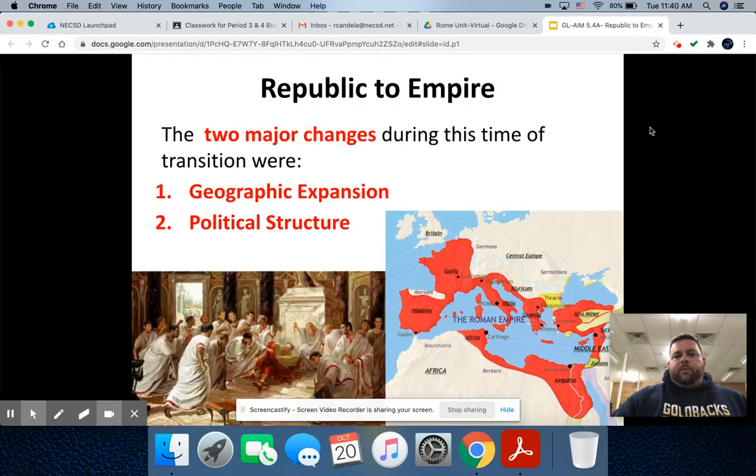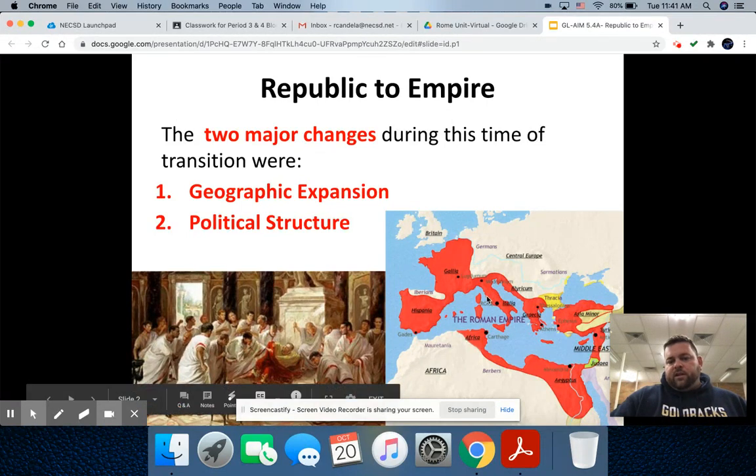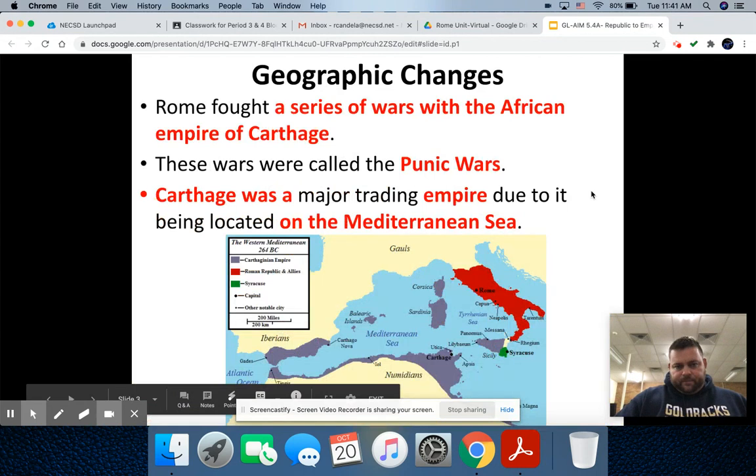So just to recap, when we talk about expansion, we're going to talk about two major changes: geographic expansion and political structure. As far as geography, when we last discussed the Roman Republic, it was really just restricted to control of the Italian peninsula here. This is the end result, but the Roman Empire, after it's done expanding, will cover all of this territory you see in red. So you can see there's significant geographic expansion that's going to take place here.